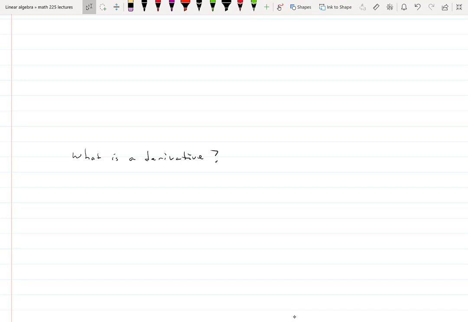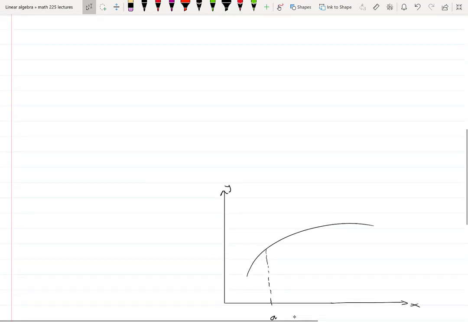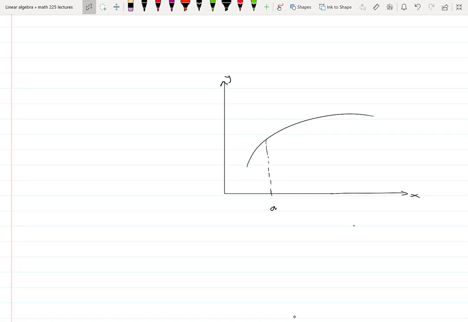Or if you want to think early physics example, if you're given a position function, then the derivative of a position function gives you your velocity function. So the derivative of, let's say, s as a function of time t would be your velocity function. So let's use that as a starting point. In order to do that, we're going to need to go much farther back into Calc 1 into that concept.